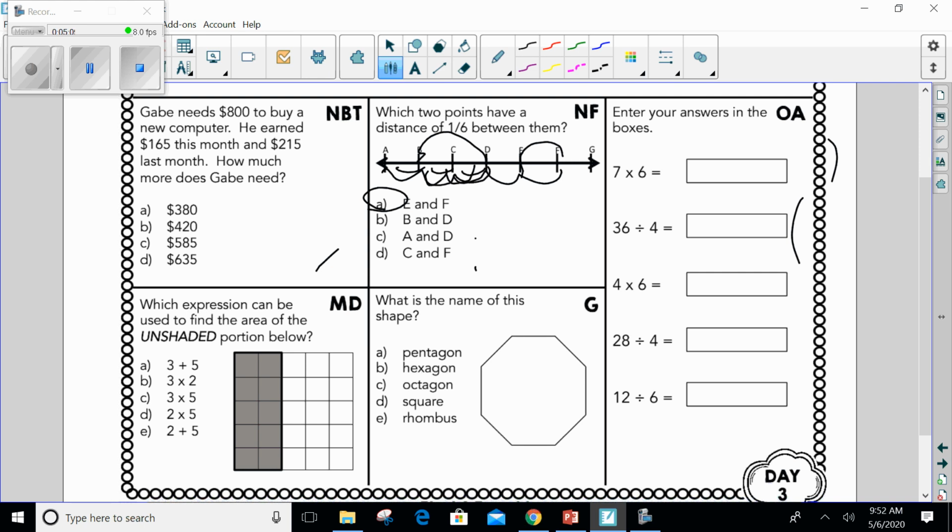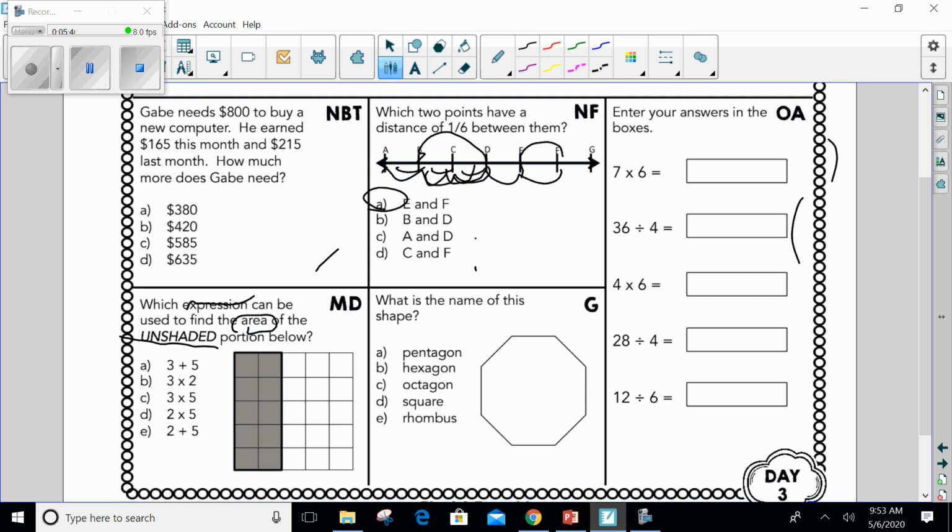Okay, let's go to the next one. Which expression? Remember, the expression is just the problem without the equal sign, without the answer. So which expression can be used to find the area of the unshaded portion below? Three things we have to really pay attention to in that problem: expression, which we already talked about, area, and the unshaded portion.